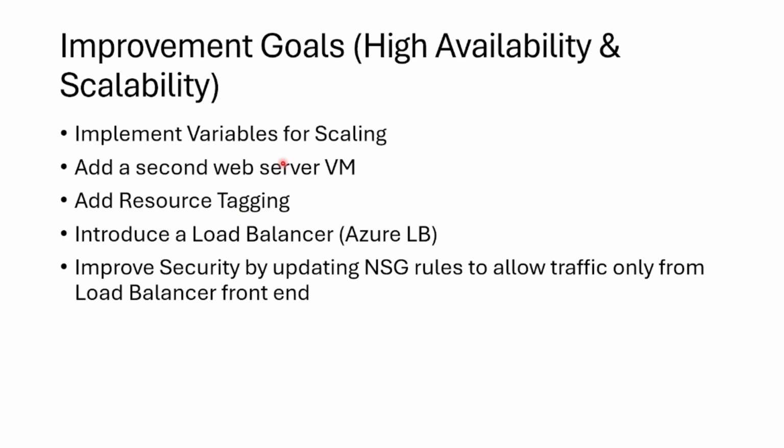So the improvements we want to make: we want to implement variables for scaling to give us the option to have more than one virtual machine. In the process of this, we're going to add a second web server virtual machine. Since we're using variables, you could easily change the variable and make this more. For the example, I'm just going to go ahead and do 2. We're going to add some resource tagging. We're going to introduce a load balancer. We're going to improve security by updating the NSG rules to allow traffic only from the load balancer front end.